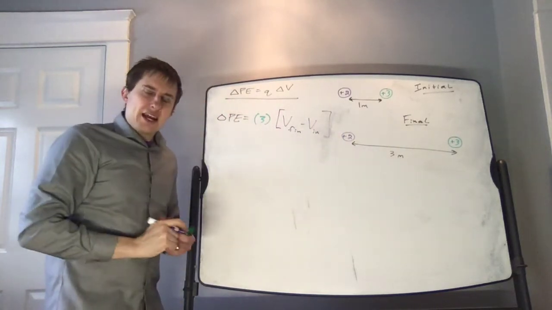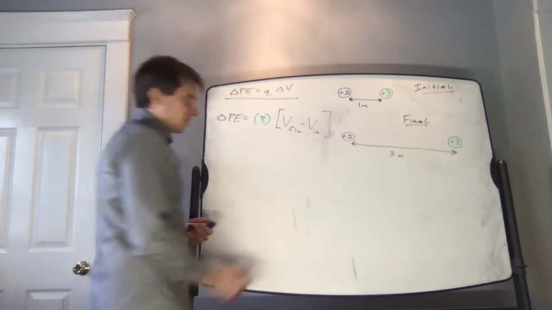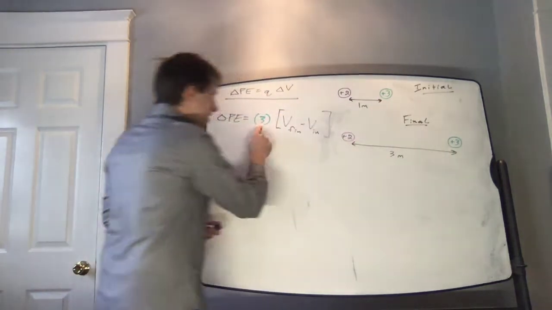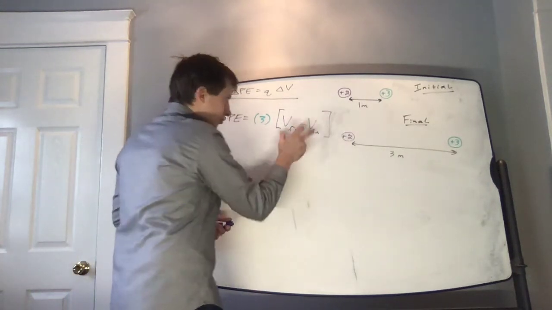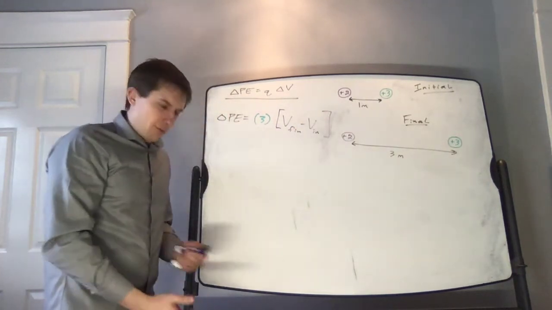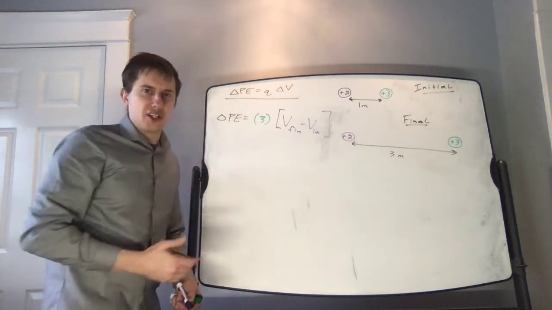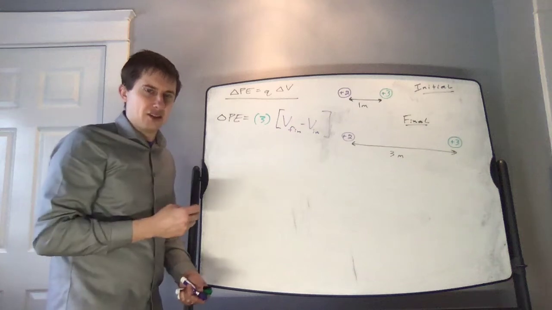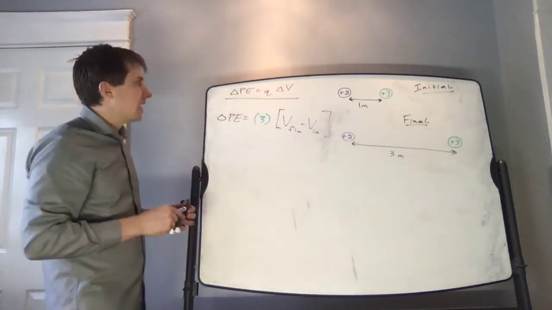You might notice that I am using different color markers. I am choosing to draw the charge that moves in green, and I am choosing to draw the charge that does not move in purple. This just helps as a quick visual reminder of which charge is moving, which charge is not moving, so I don't accidentally plug the wrong value for electric charge in my equations.